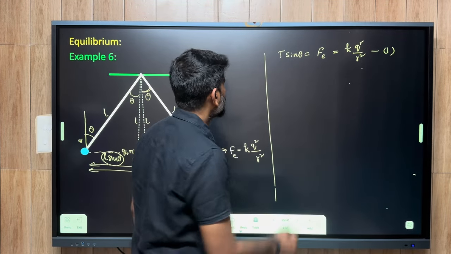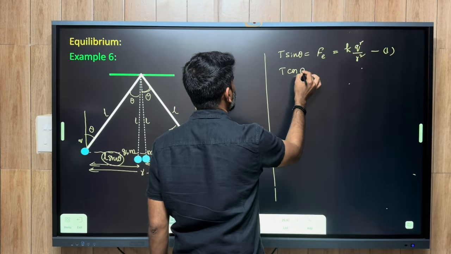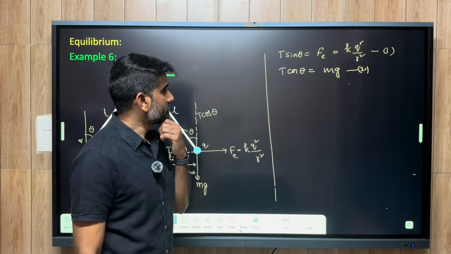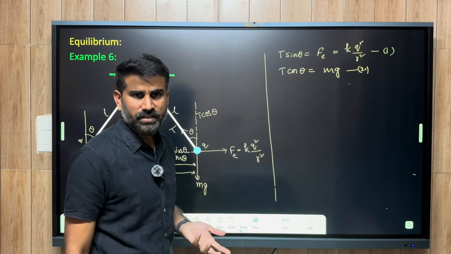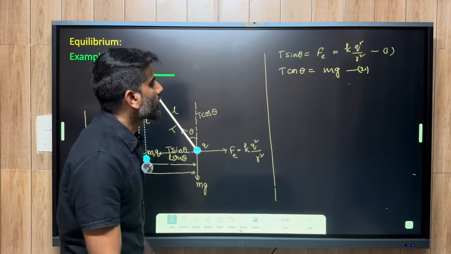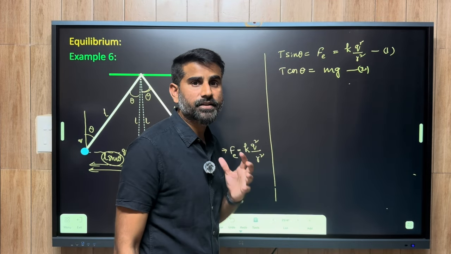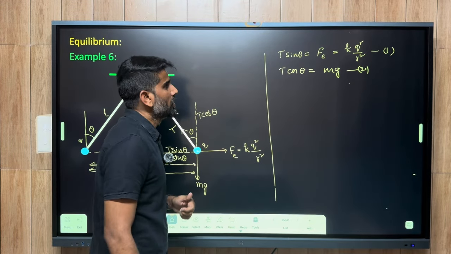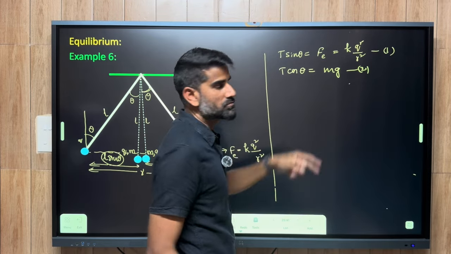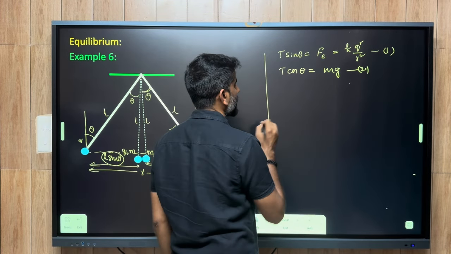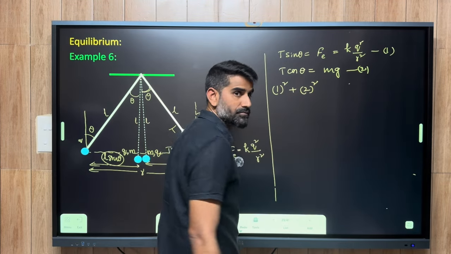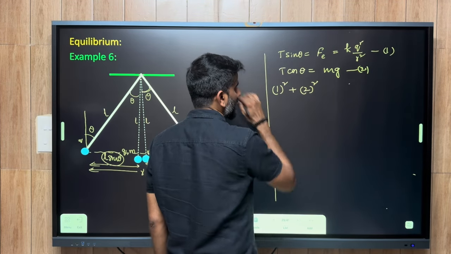Let's simplify even further. So T cos theta is equal to mg, which is equation number 2. Now instead of finding theta or tan theta or replacing r with 2L sin theta, I just want to find the tension developed in the strings. In order to find the tension, I am going to square each equation and add them. That means equation 1 square plus equation 2 square.